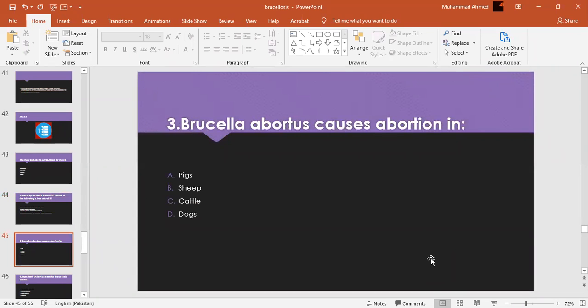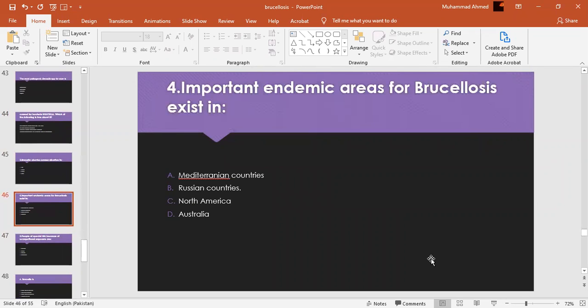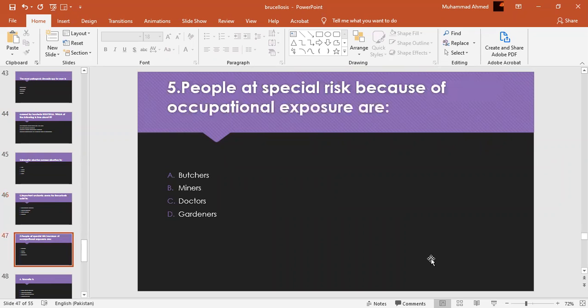Brucella abortus causes abortion in pigs, sheep, cattle, dogs. Yes, right, it's cattle. Important endemic areas for brucellosis exist in Mediterranean countries, Russian countries, North America, Mediterranean. Yes, because it is almost eradicated in the rest of the countries.